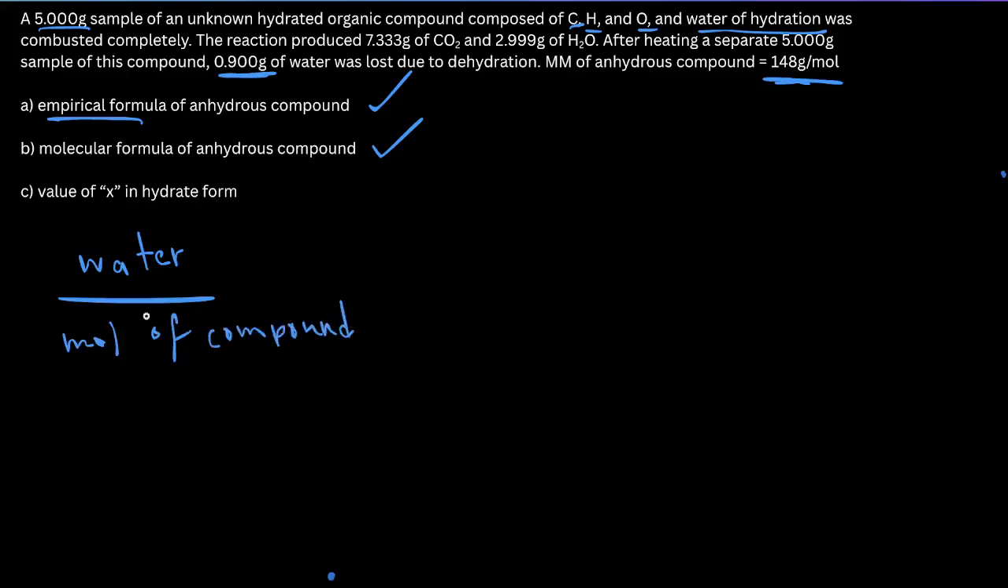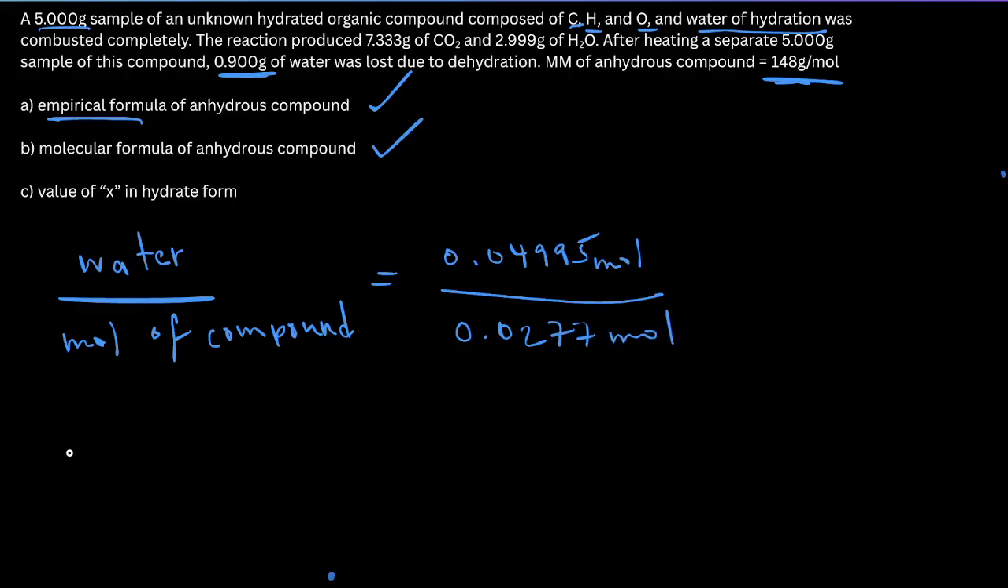So let's just follow this exact formula then, right? We had our moles of water to be 0.04995, and our moles of our compound to be 0.0277, right? And that gives us an answer of about 1.80. So our water per mole of compound is about 1.80, which we can just round to the nearest whole number of 2. So that means, again, we have 2 moles of water per mole of compound, approximately.